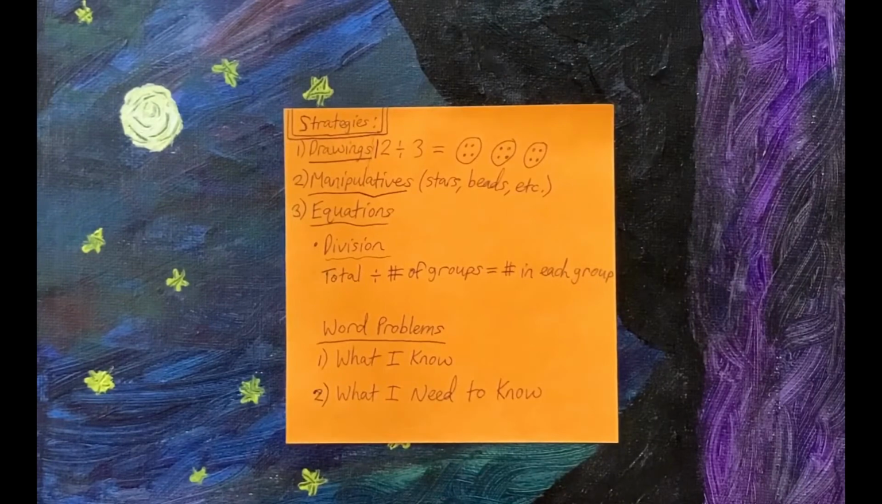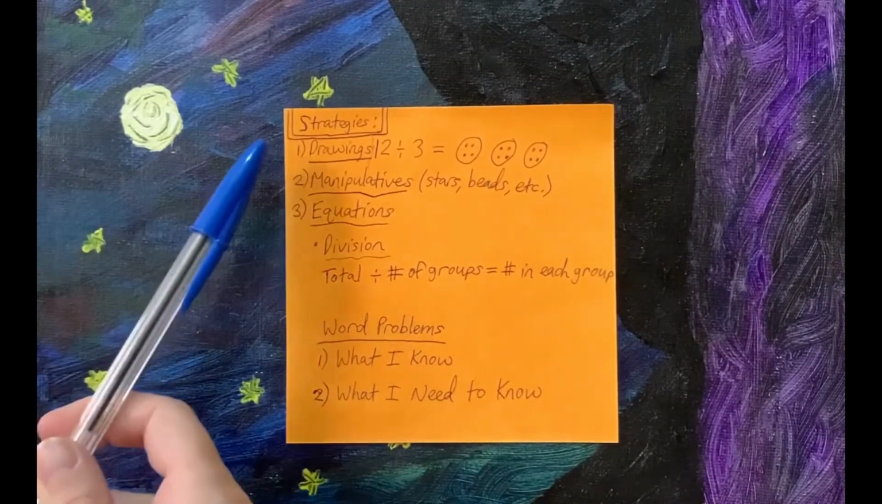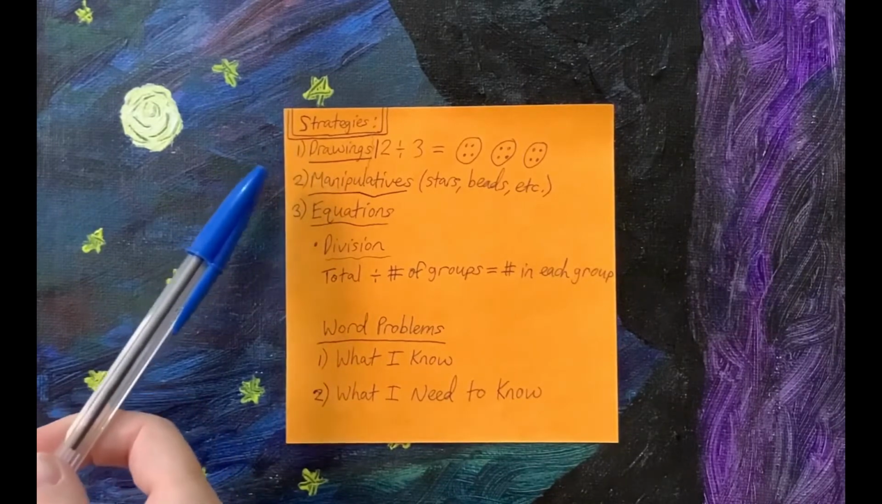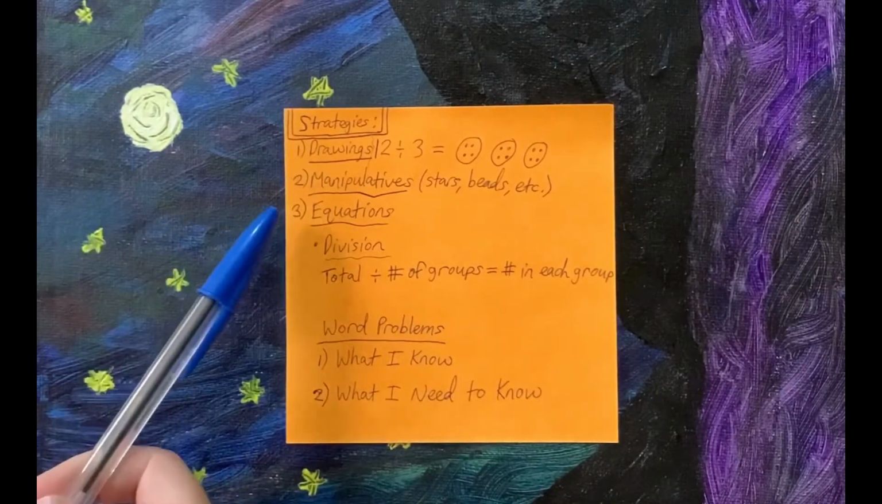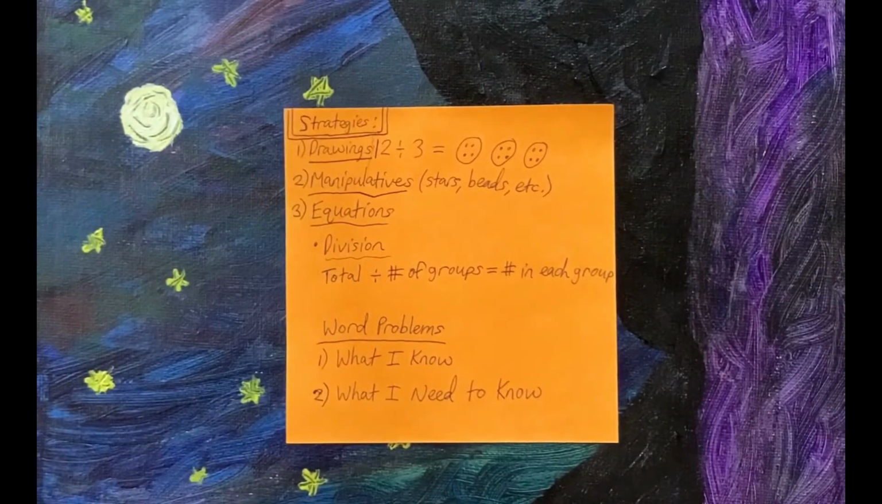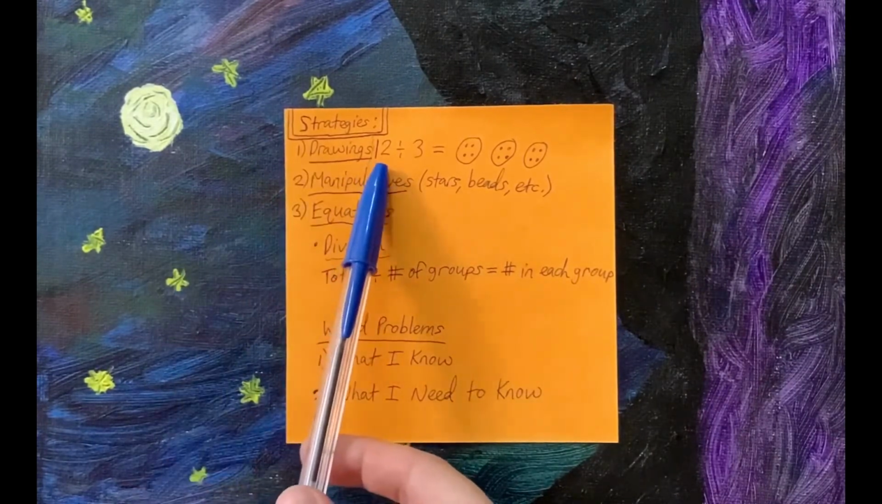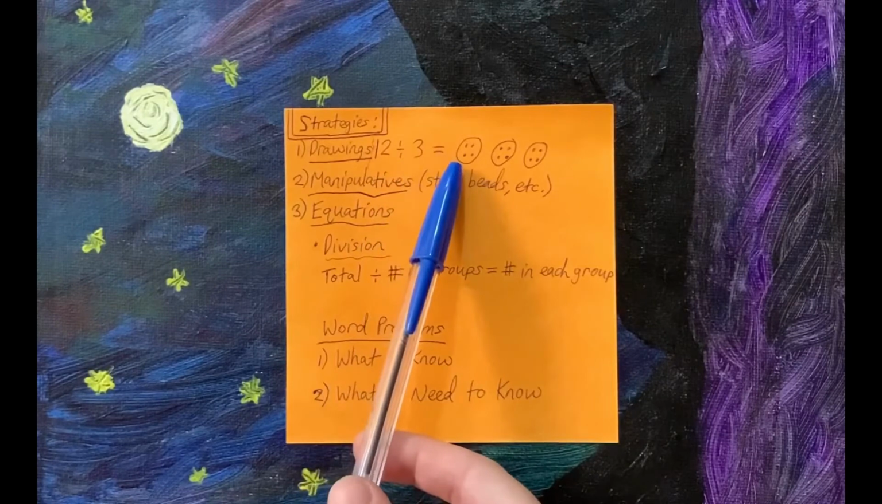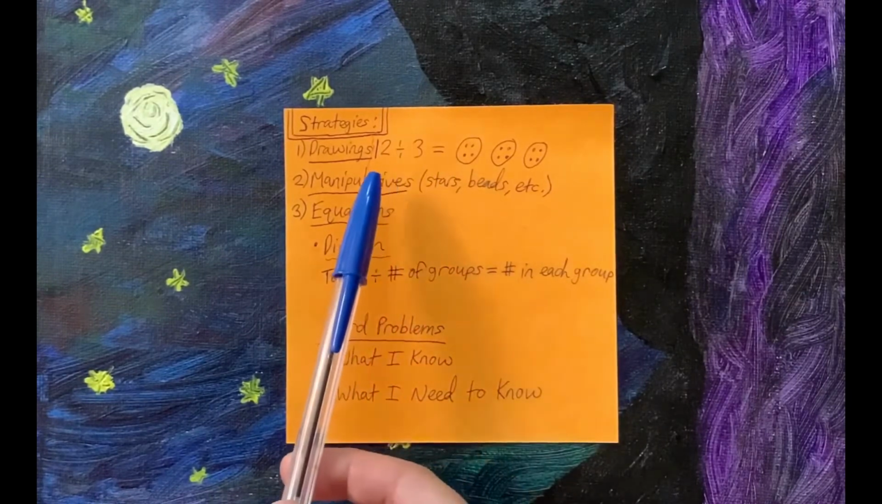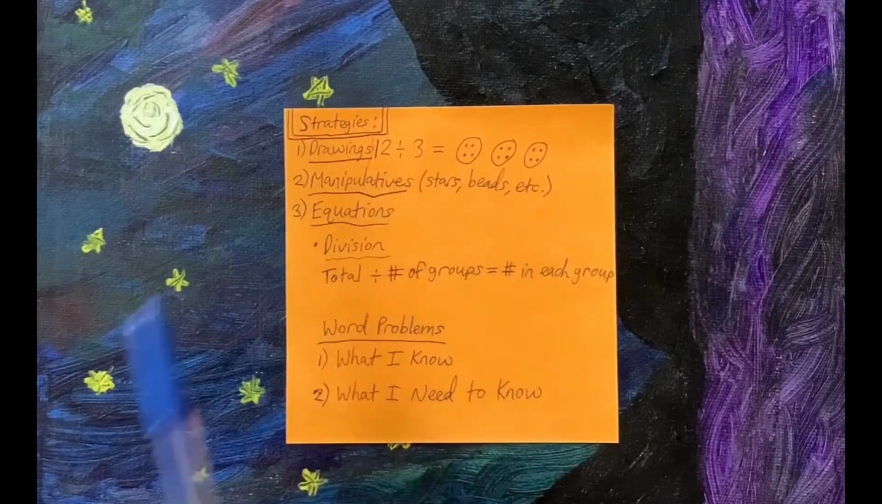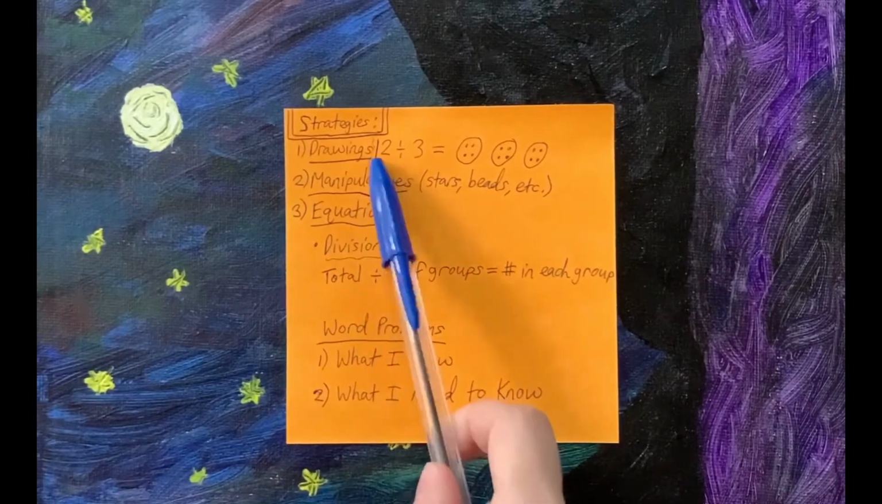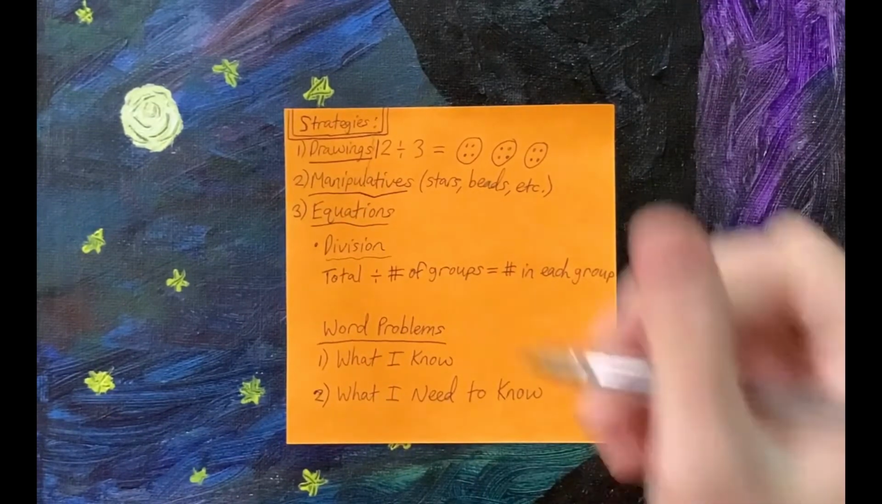We can solve word problems that use division using 3 different strategies. First, you can draw it out, or you can use manipulatives, or you can use equations. I'm going to show you how to do each of these. So for drawings, if I have 12 divided by 3 and I need to find the quotient, because division uses quotients, what I could do is draw it out. So I know that I have a total of 12 dots.